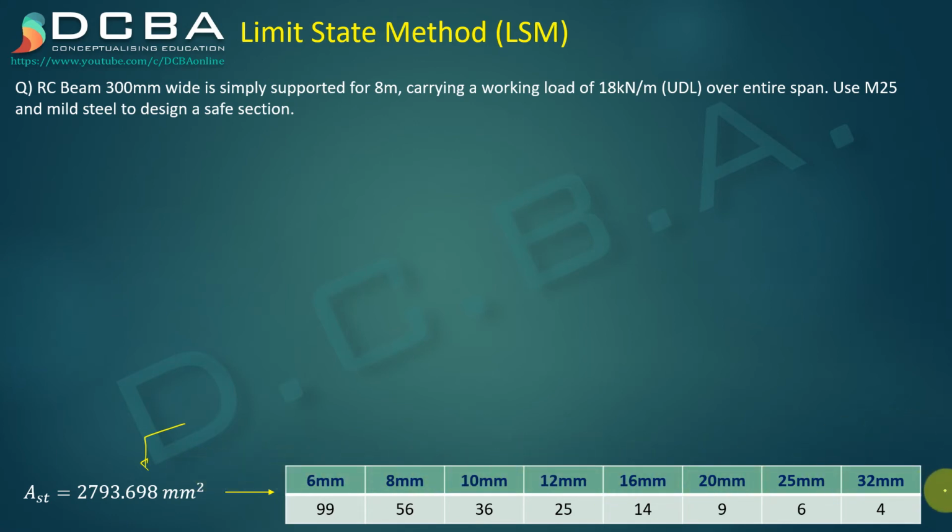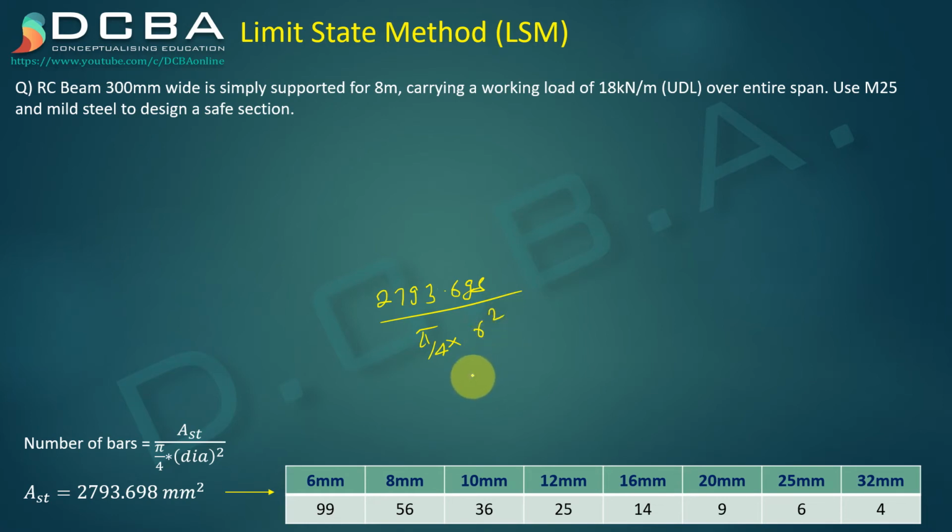So all these are different diameters of bar that are available in the Indian market, and you can use any of these diameters for your beam. And the numbers that you are seeing below are how many bars of that dia are required to suffice this AST. And how to find that number of bars? It is given as AST upon pi by 4 into dia square. So whatever AST is coming, 2793.698, that divided by pi by 4 into 6 square or 8 square, 10 square.